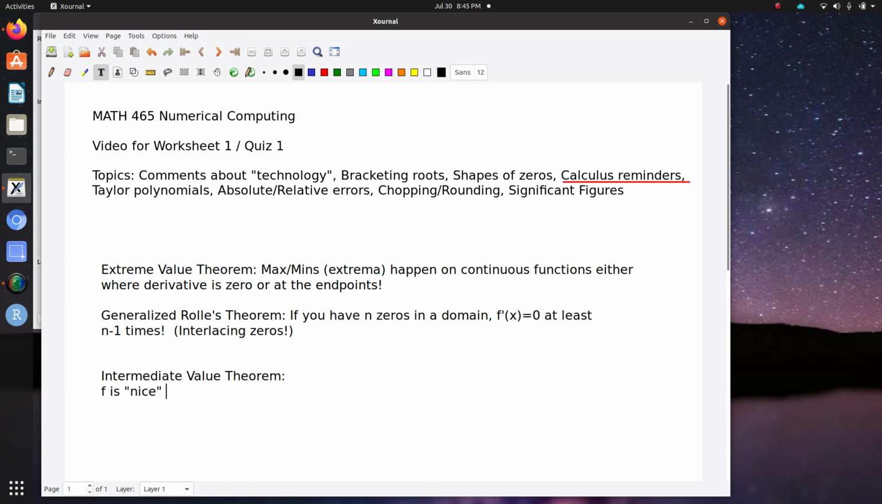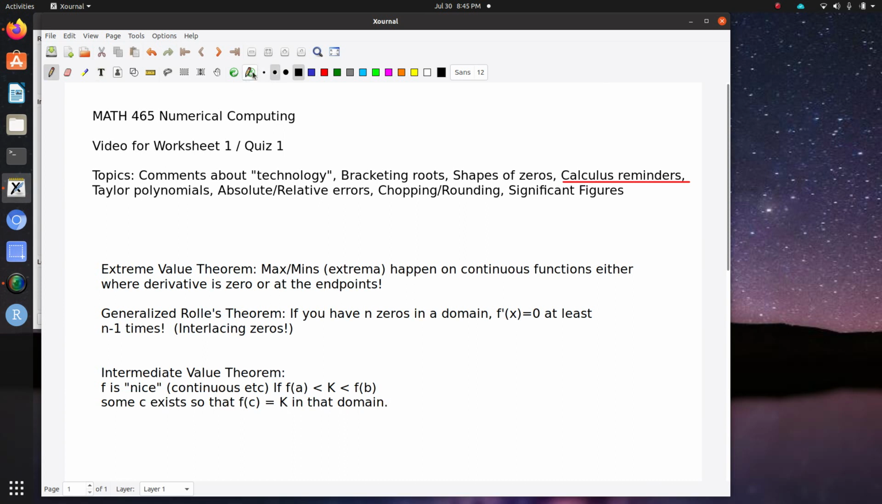F is nice. In other words, it's continuous, etc. Okay? If f of a is less than capital K, which is less than f of b, then we know that some c exists so that f of c is equal to that capital K in that domain. Okay? So it's not much different than what we've been saying. We're just saying we have some kind of function. It's nice. And we have f of a here and f of b here.